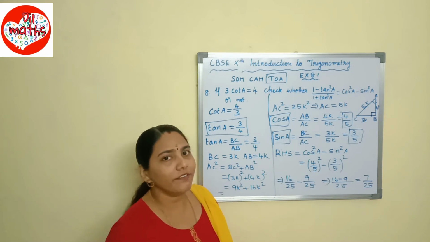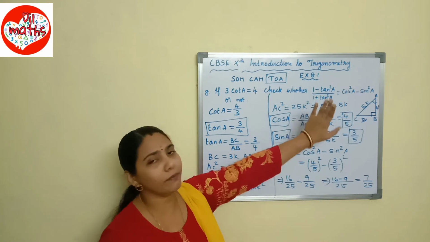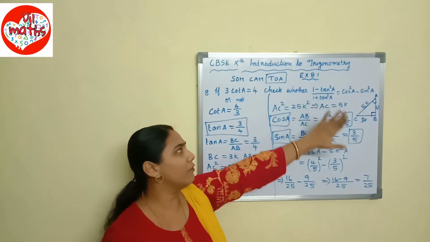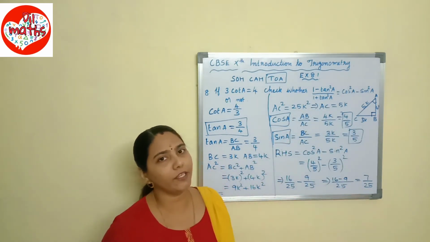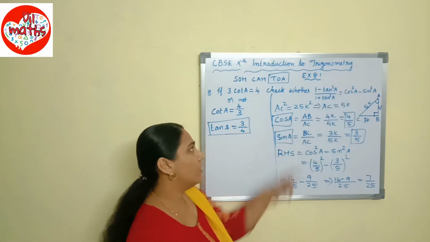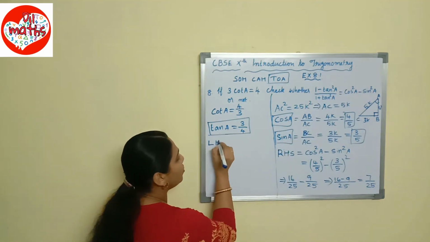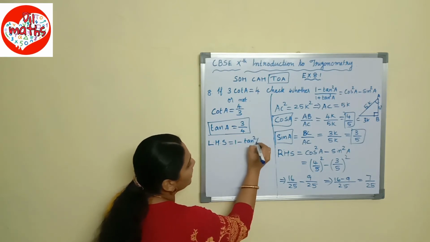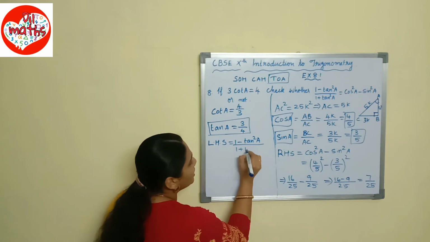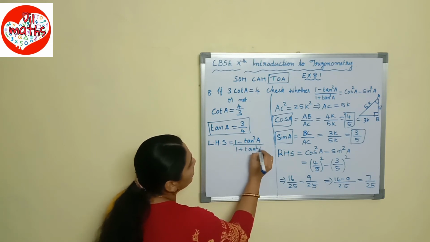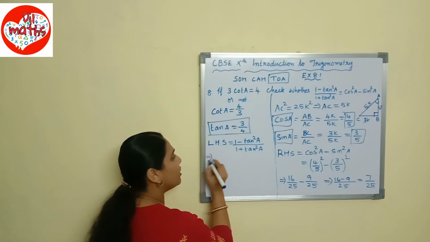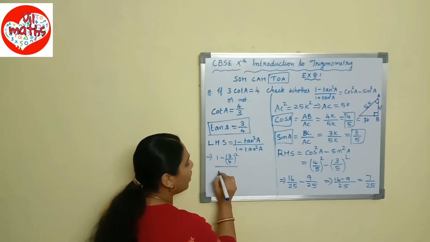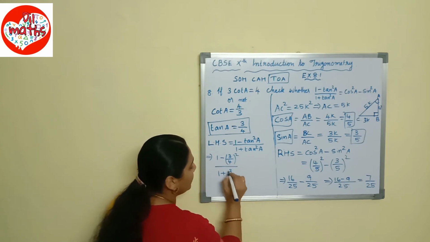Now what should we do? We should find out 1 minus tan square A divided by 1 plus tan square A. If we get 7 by 25, we can say that this is true. So we are going to take the LHS. LHS is equal to 1 minus tan square A divided by 1 plus tan square A. What is tan A here? Tan A is equal to 3 by 4. So we can substitute: 1 minus 3 by 4 the whole square, divided by 1 plus 3 by 4 the whole square.